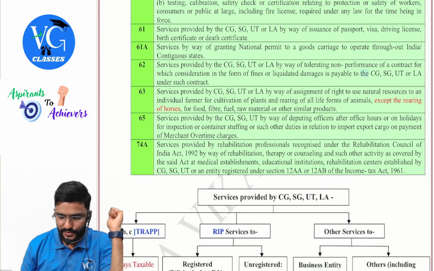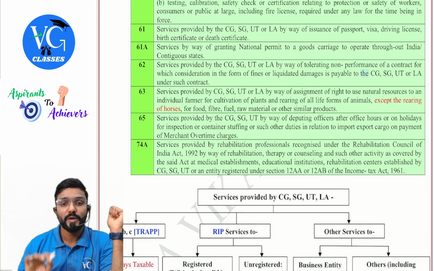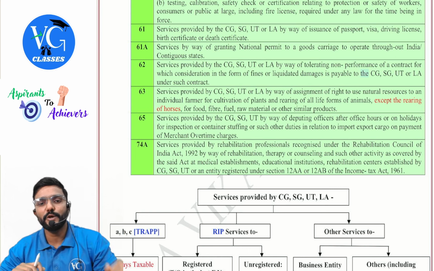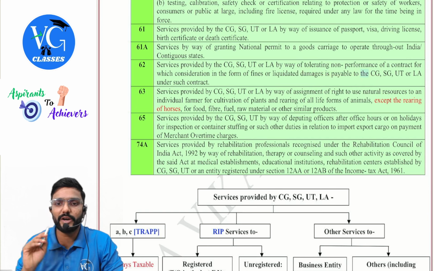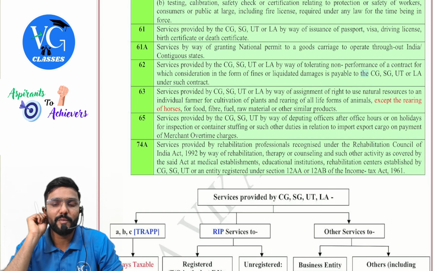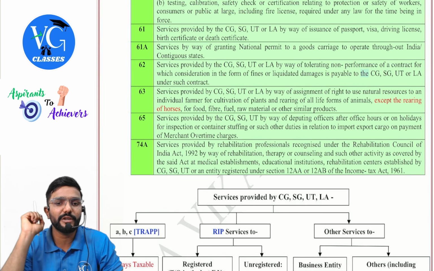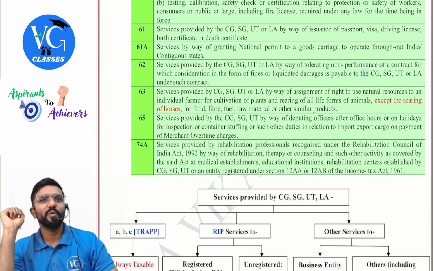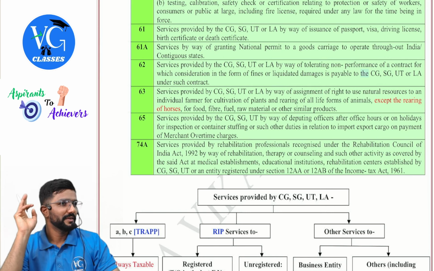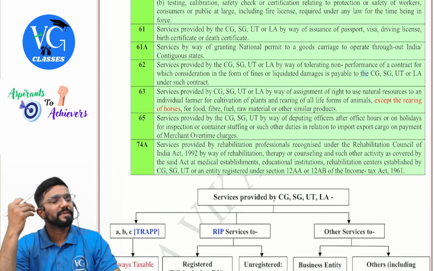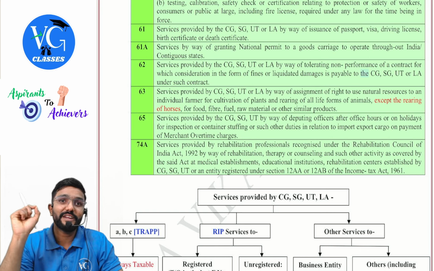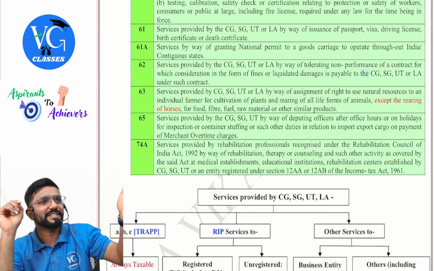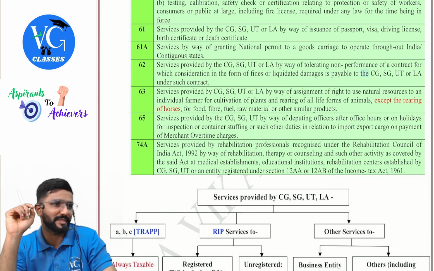Next, services provided by central government, state government, union territory or local authority by way of tolerating non-performance of a contract for which consideration in the form of fines or liquidated damages is payable to central government, state government, union territory or local authority under such contract. Now you are going in a vehicle, didn't wear the helmet, sir, fine. Jump the signal, fine. So they charge fine for you. Will they charge fine along with GST? 500 rupees fine plus GST, do you pay? No. Why? Because it is exempt.